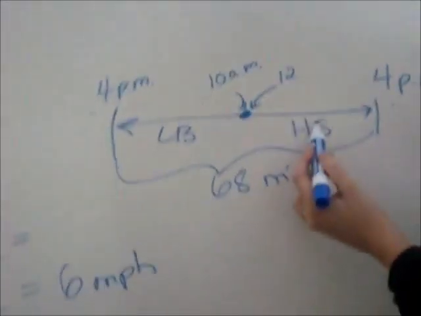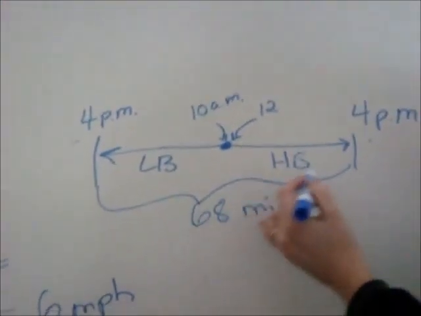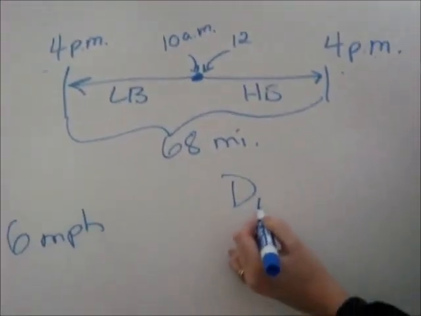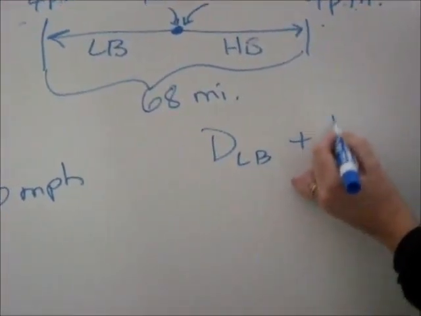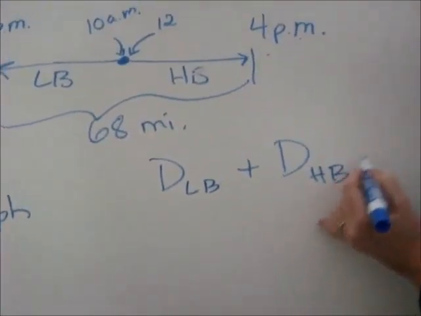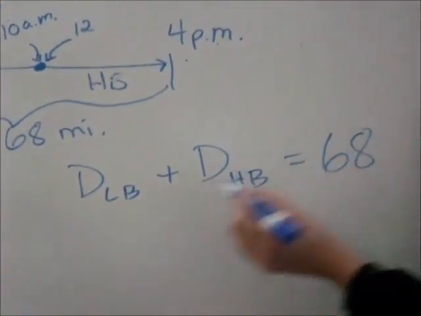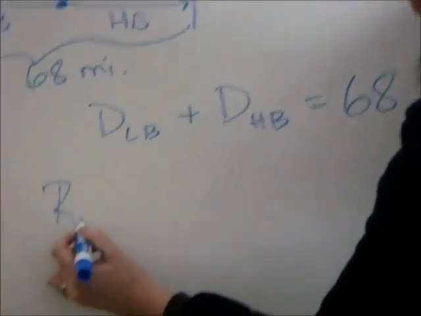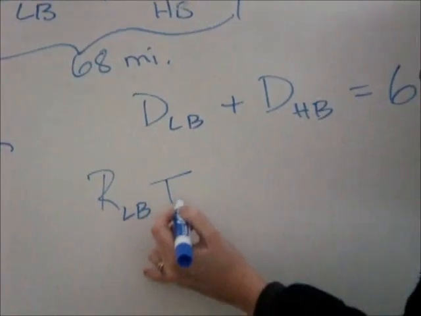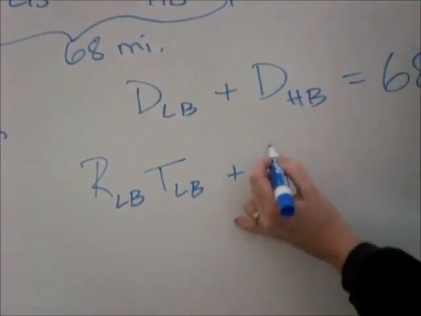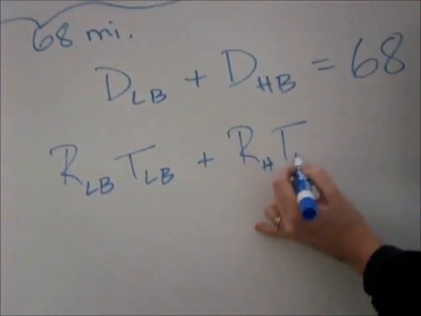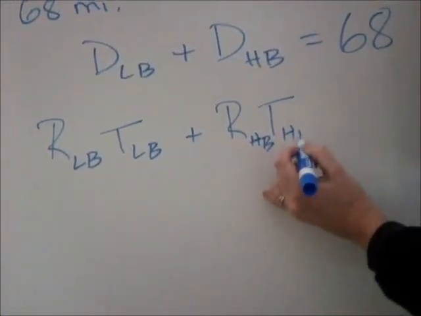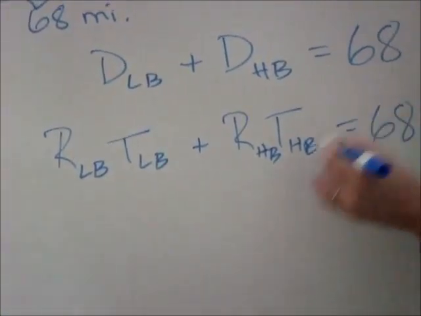So this is one of the ones where this distance plus this distance has to equal 68. So it's the distance of Little Bear plus the distance of Happy Bear equals 68. We always take our distances and make it rate times time. So rate of Little Bear, time of Little Bear, plus rate of Happy Bear, time of Happy Bear, equals 68.